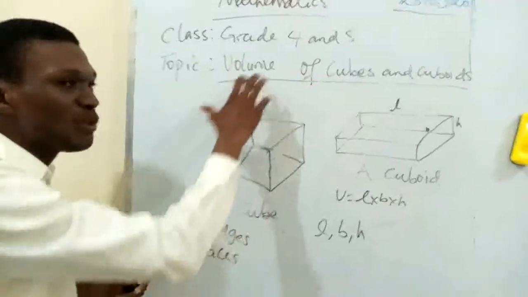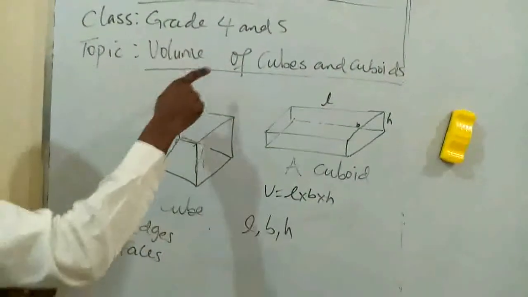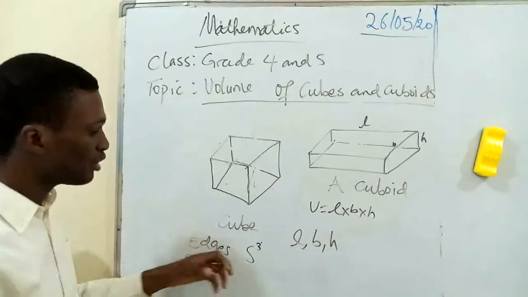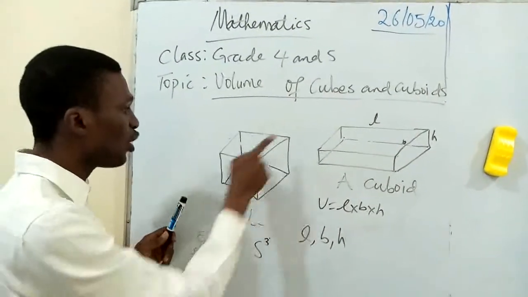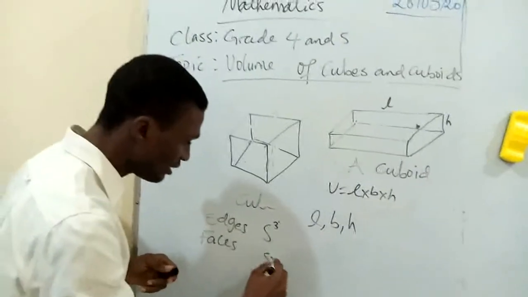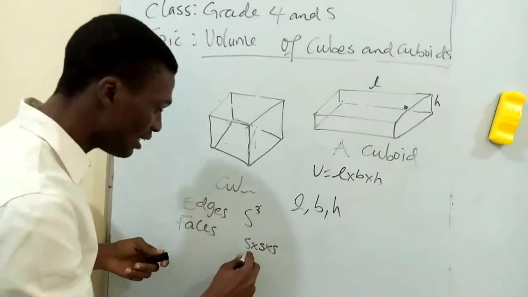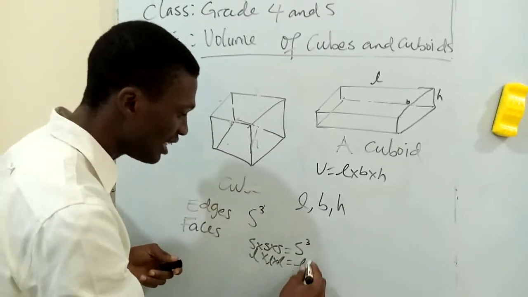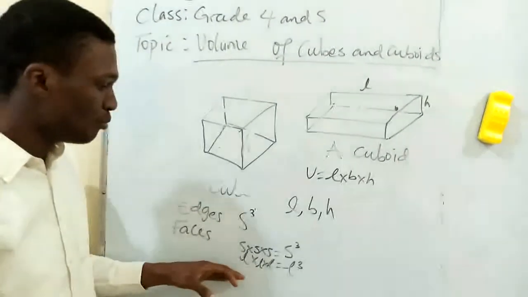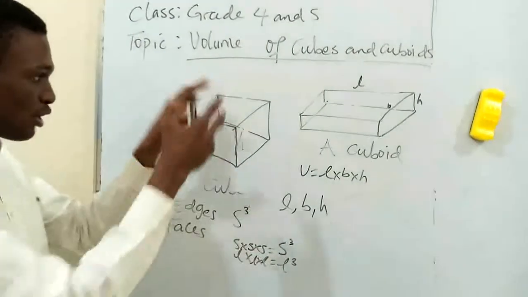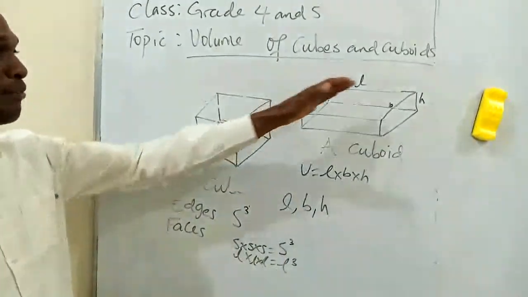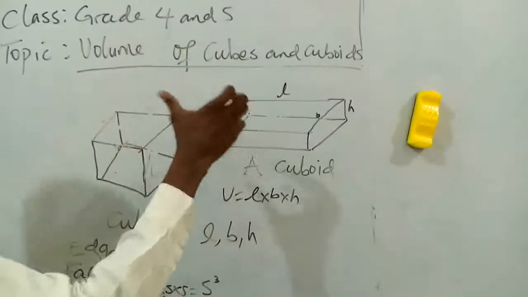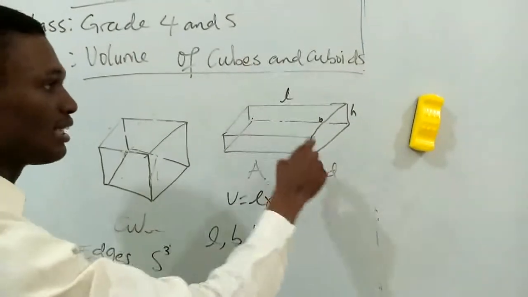But for our cube, since all the faces and all the edges are the same, we can say side cube gives us the volume of a cube. Since everything is the same, we can say side times side times side, or length times length times length. This gives us side cube and length cube. It's still the same thing. The volume is either side cube or length cube because all the edges are the same. But for a cuboid, when we have a difference in the length and the breadth, our volume is given as length times breadth times height.